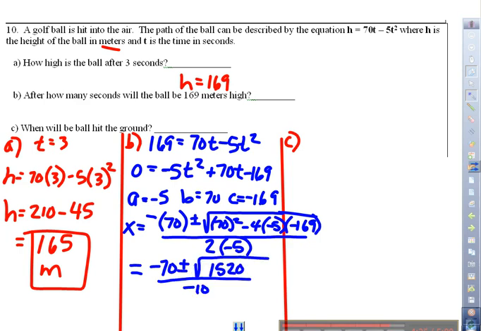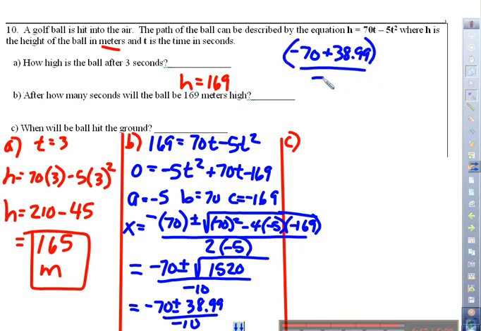My discriminant's positive, so I should get 2 solutions. Is that looking like what you're getting? One of my answers is going to be negative 70 plus 38.99, that whole quantity, divided by negative 10. Yeah? Yeah, you could. Negative 70 minus 38.